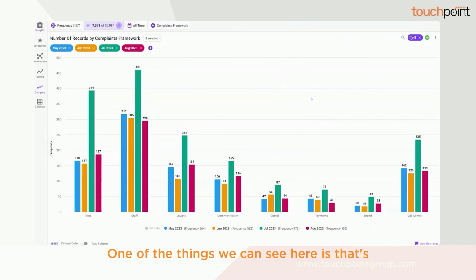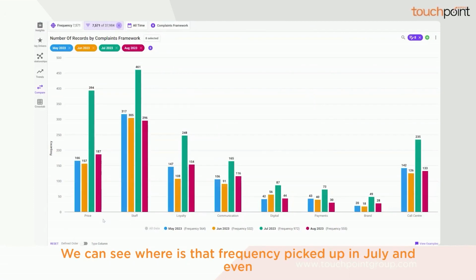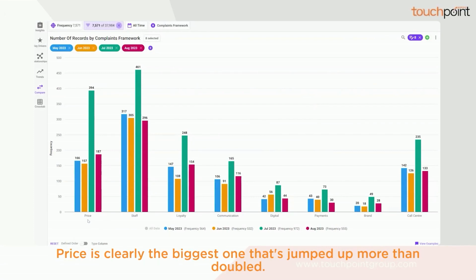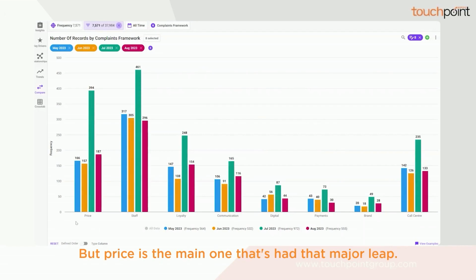One of the things we can see here is a similar view across those high-level topics. We can see where that frequency picked up in July, and I've even got August in here to see how it's dropped back down again. So price is clearly the biggest one. That's jumped up, more than doubled. Staff has gone up about 50%. Others have gone up a bit as well, but price is the main one that's had that major leap.